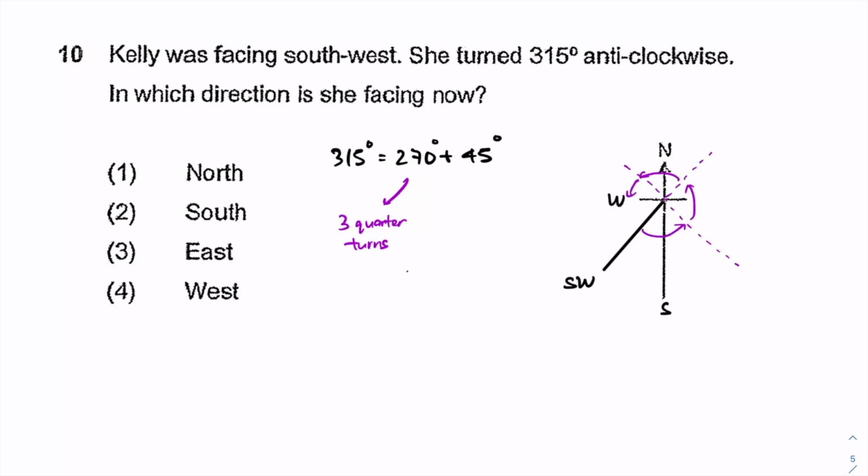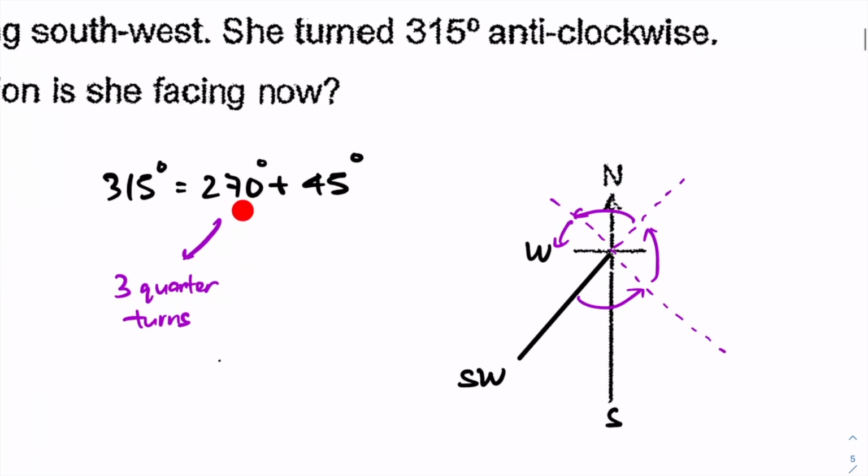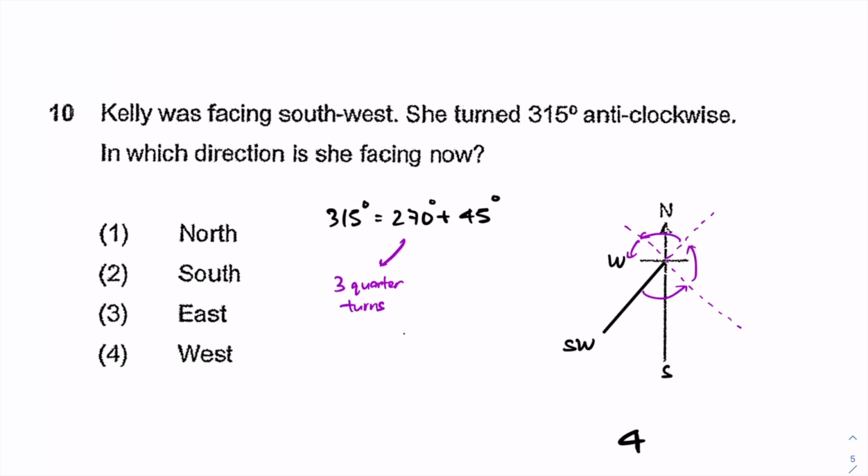I'm going to draw an 8-point compass and show 3 90-degree turns anti-clockwise. 1 quarter, 2 quarter turns, 3 quarter turns. And then 315 is made out of 3 quarter turns and 45 degrees. So 45 degrees is half of a right angle like this. So the answer shows that she ended up facing west at the end.